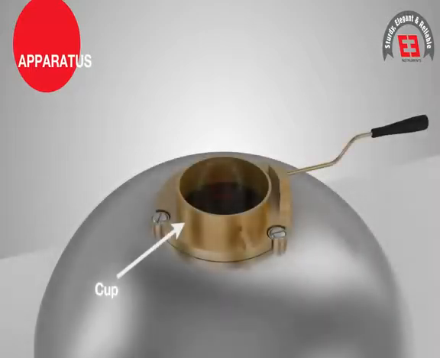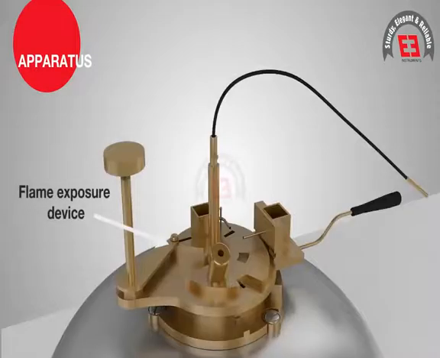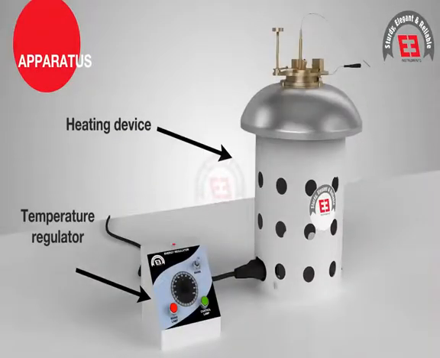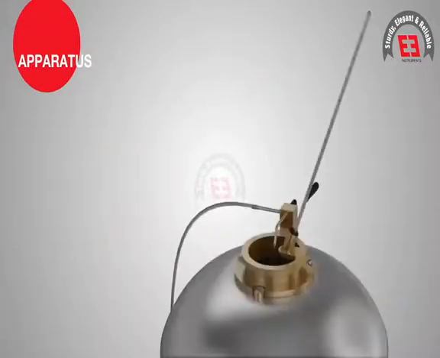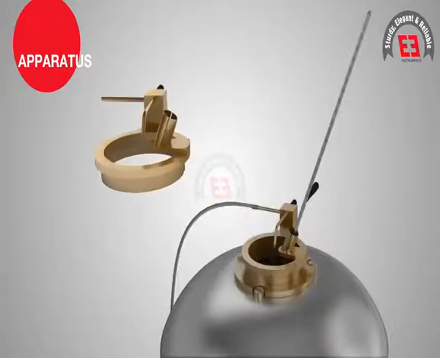Apparatus. Pensky-Martens closed cup tester consists of a cup, flame exposure device, heating device with temperature regulator, stirring device and suitable thermometer. In the open cup tester, the cover of the cup is replaced by a clip which encircles the upper rim of the cup, with provision for the test flame and a suitable thermometer.